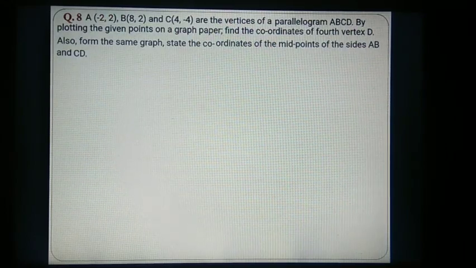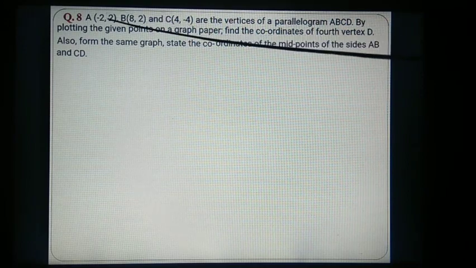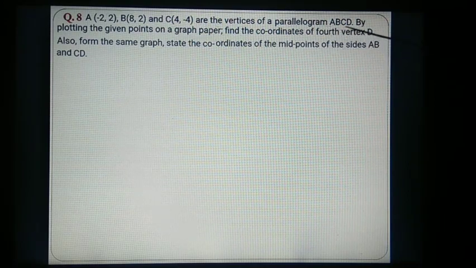Okay, so the next problem is also similar. All these coordinates are the vertices of a parallelogram ABCD. Now this time it's not a rectangle, but a parallelogram. Okay, so by plotting the given points on the graph paper, find the coordinate of the fourth vertex, that is D. Here A, B and C are given, so you need to find the coordinates of the vertex D. Also from the graph, state the coordinates of the midpoints of the sides AB and CD.